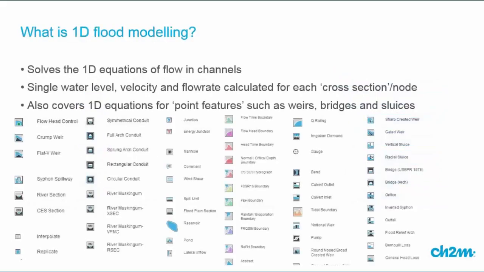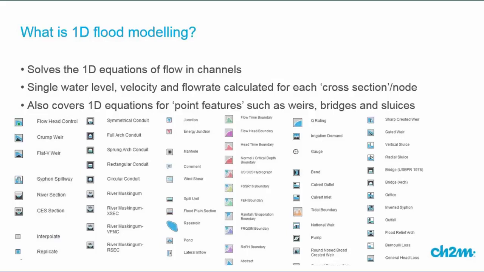Now, a key part of deciding on the approach is deciding whether you can do 1D or 2D modelling. So let's start by explaining a little bit about what 1D modelling is. Well, 1D modelling generally refers to solving what's called the one-dimensional equations of flow in channels, and these equations look at the conservation of mass and conservation of momentum.